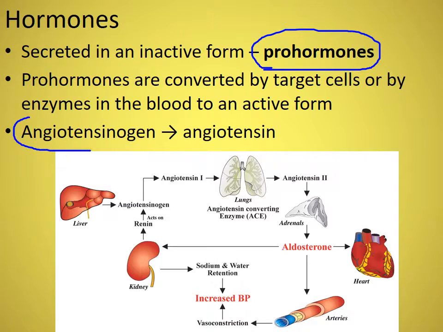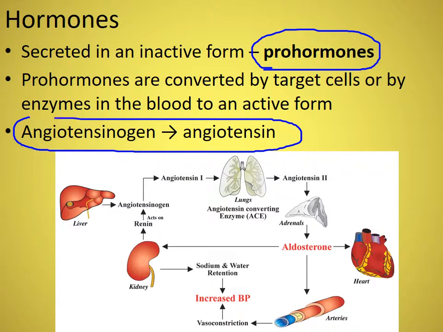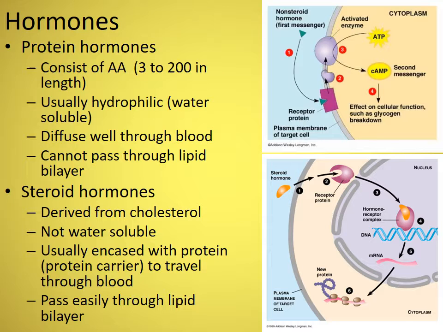The example here is angiotensinogen. Angiotensinogen is the prohormone. Angiotensin is the active form of that hormone, and angiotensin has its own function in the body. It helps to increase blood pressure, by the kidneys. It's just an example of a prohormone, which, when it's needed, will be converted to its active form. Here we have two different types of hormones, protein hormones and steroid hormones.